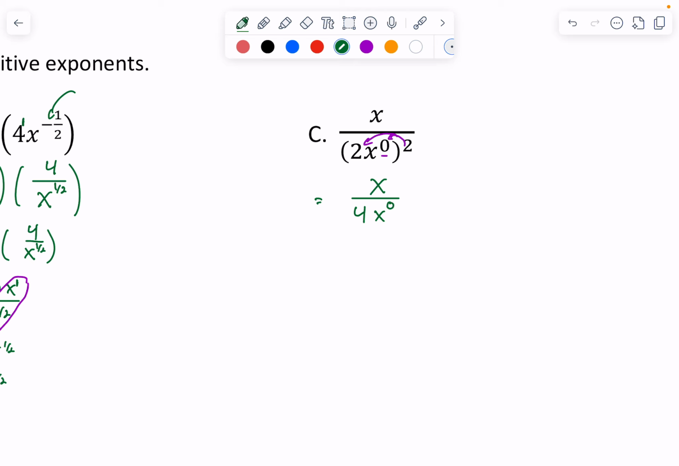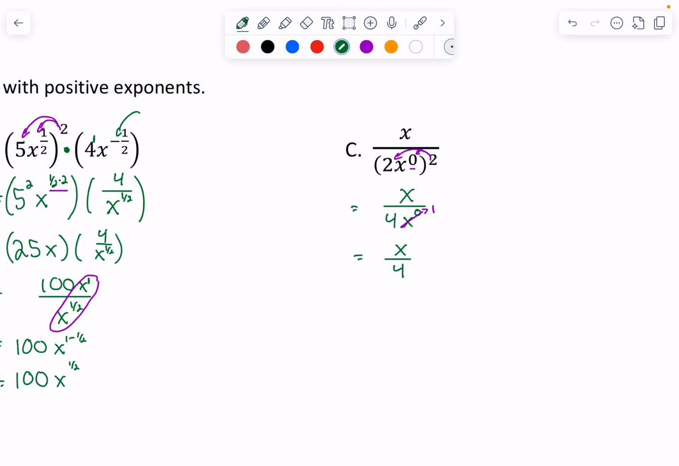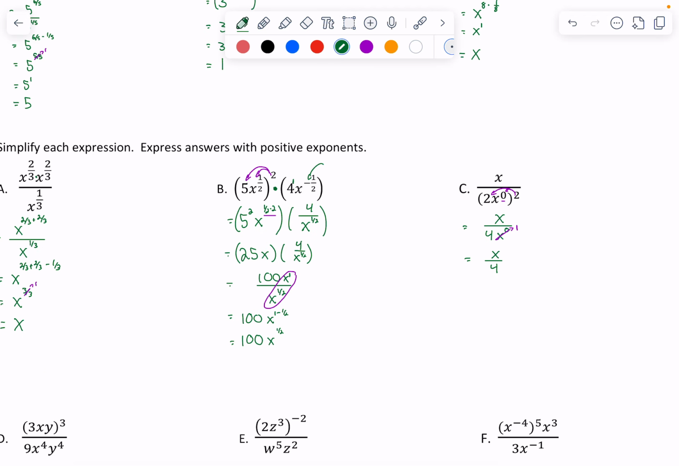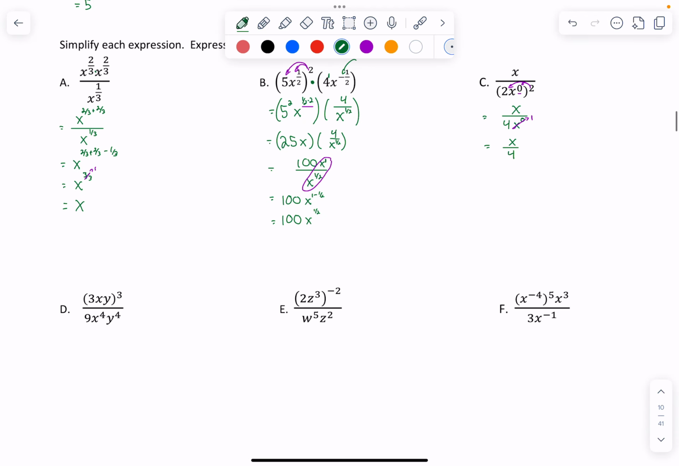Well, x to the 0, that is just 1. So you are just left with x over 4. Pretty simple in comparison to the other ones. Much fewer steps.